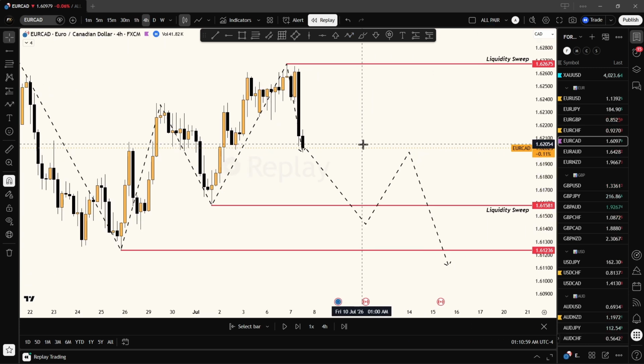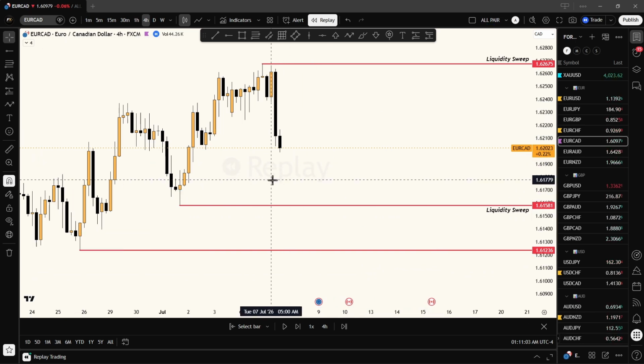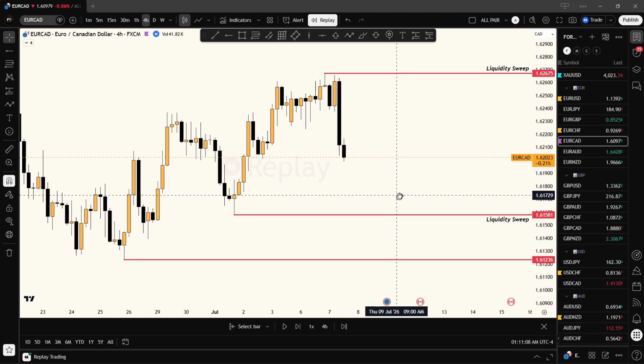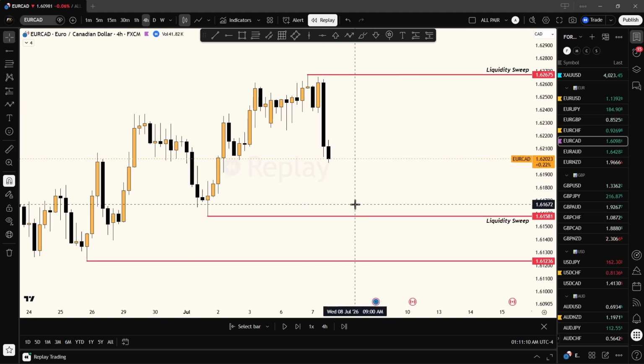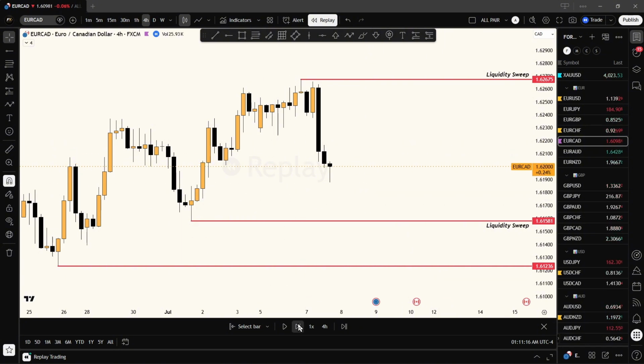There's another possibility we need to keep in mind. Price may sweep the sell-side liquidity below the swing low, but that doesn't automatically mean the market will reverse. If sellers remain in control, price could continue moving lower even after taking that liquidity. That's why we always wait for confirmation instead of assuming a reversal after every liquidity sweep.